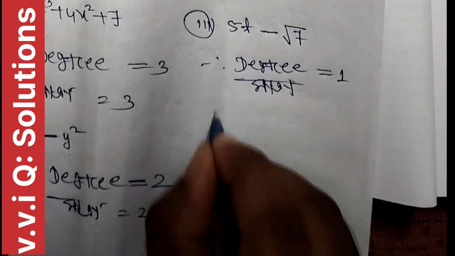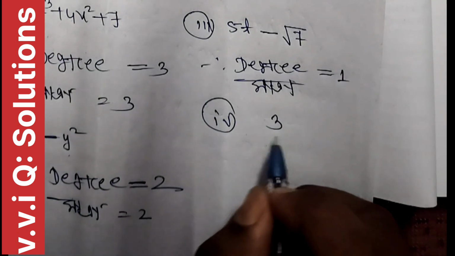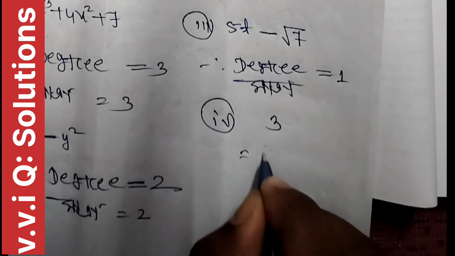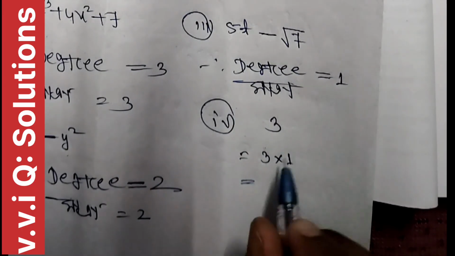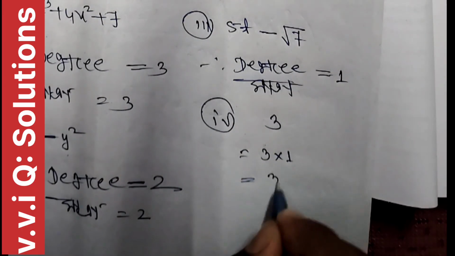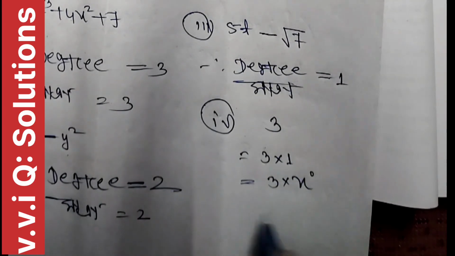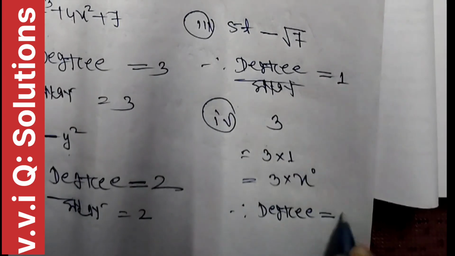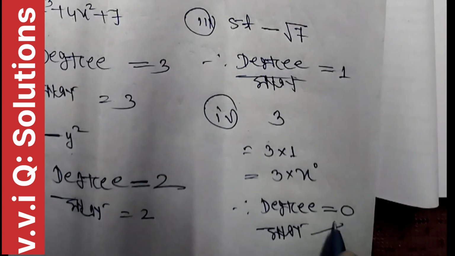Okay, the next question. This one is a constant term, so there is no variable. Therefore the matra or degree is what? 0. How? I'll explain. So 3 multiplied with 1. What is the meaning of 1? We know a to the power 0 equals 1. So we simply write 3 into x to the power 0. Now you see the variable power is 0. That's why the degree is 0.